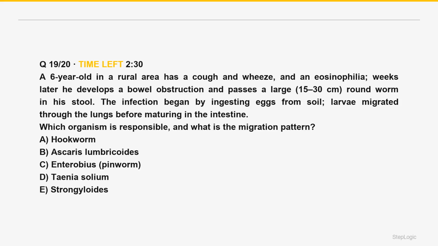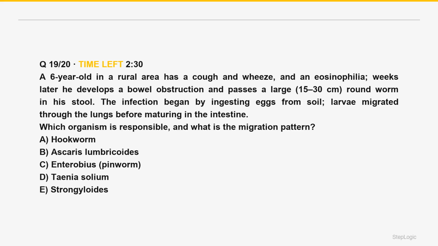Which organism is responsible? And what is the migration pattern? A 6-year-old in a rural area has a cough, wheeze, and eosinophilia. Weeks later, he develops a bowel obstruction and passes a large 15 to 30 cm roundworm in his stool. The infection began by ingesting eggs from soil. Larvae migrated through the lungs before maturing in the intestine.